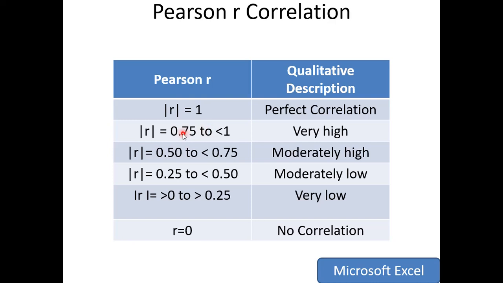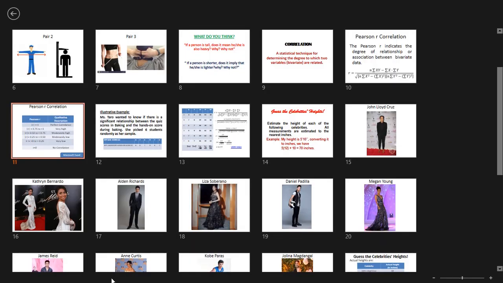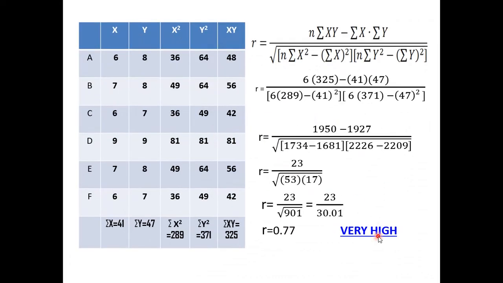So, 0.77 is nandito sa second. 0.75 to less than 1, which is very high correlation. So, very high ang correlation niya. So, makikita nyo ito. So, very high. Ibig sabihin, may relasyon. Mataas ang korelasyon ng written saka ang hands-on. So, ibig sabihin, posible na kapag mataas ka sa written sa baking quiz, mataas ka din sa hands-on.